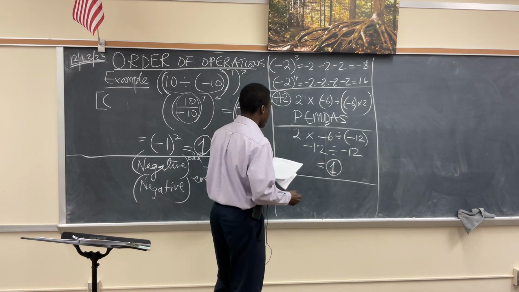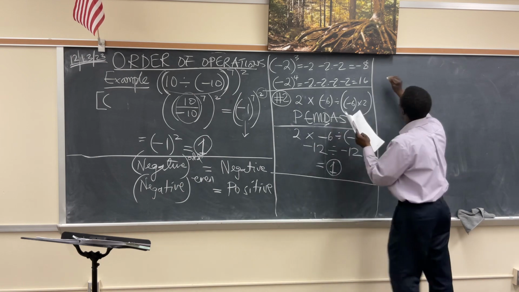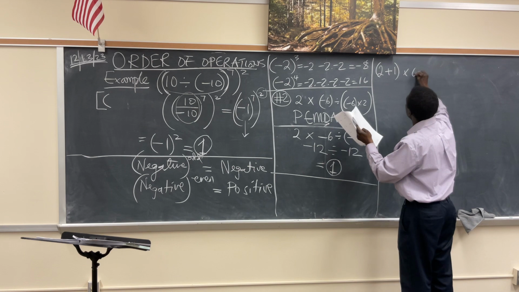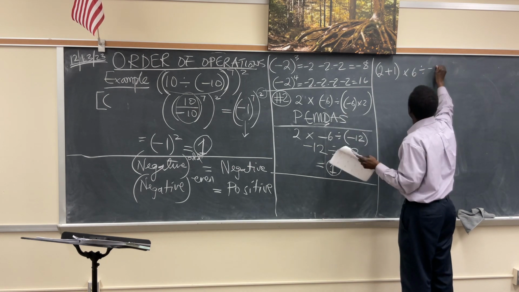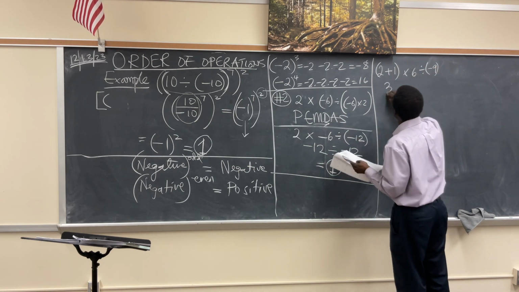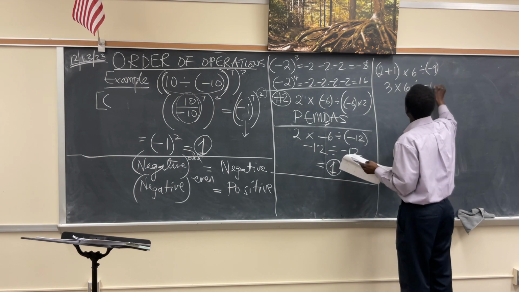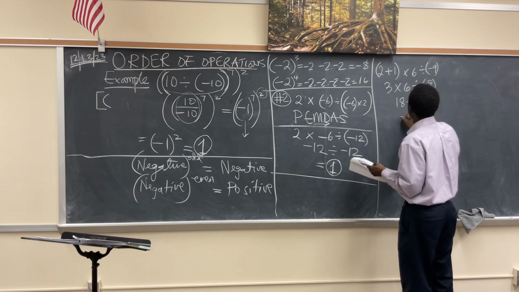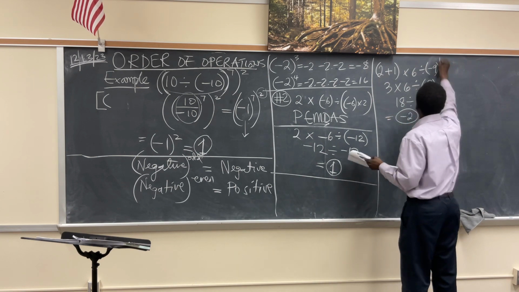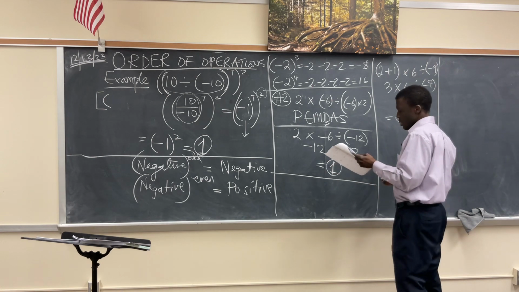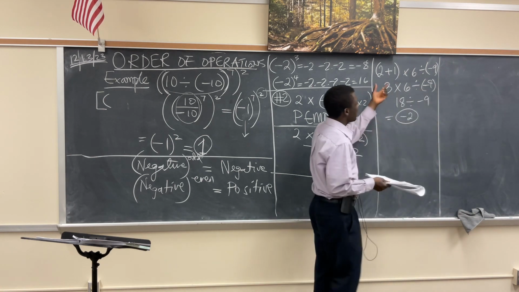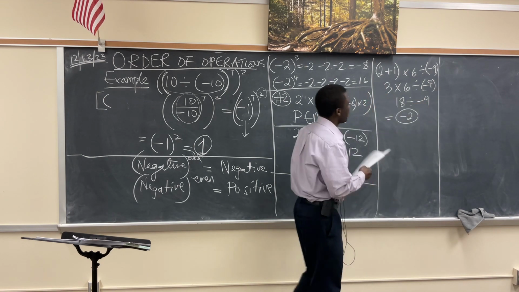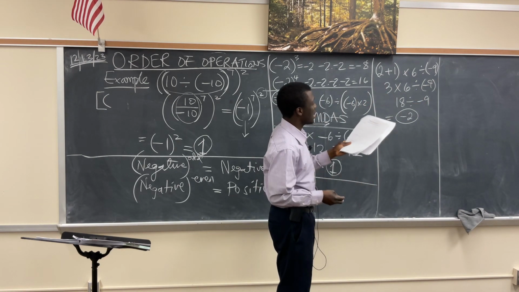Okay, couple more examples. We have 2 plus 1 times 6 divided by negative 9. So this becomes 3 times 6 divided by negative 9. So we have 18 divided by negative 9, and that's negative 2. So we try our best to take care of things if they're in the parentheses there. And then we multiply coming across there. We have 3 times 6 is 18 divided by negative 9.